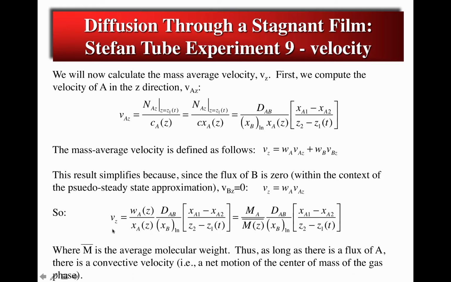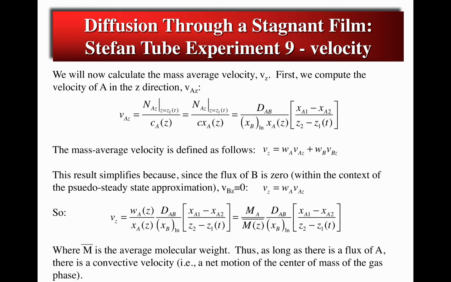What it says is, as long as there is any flux of component A, then there is a convective velocity. That is, there is a net motion in the center of mass of the gas phase relative to stationary coordinates. And you can imagine that this has to be the case because A is evaporating from the system, and so on average there is a drift of A convectively up through this tube brought about by diffusion.